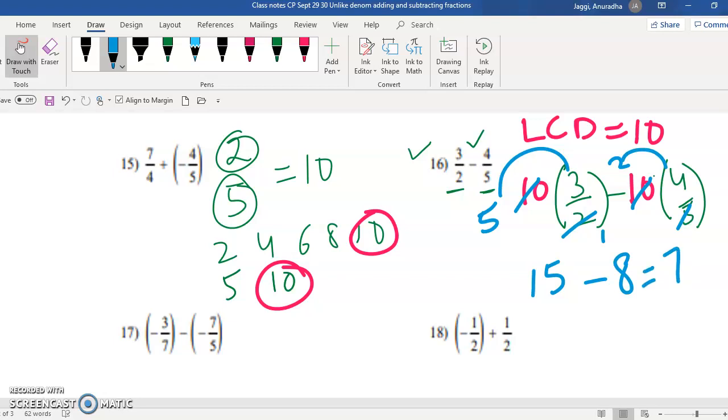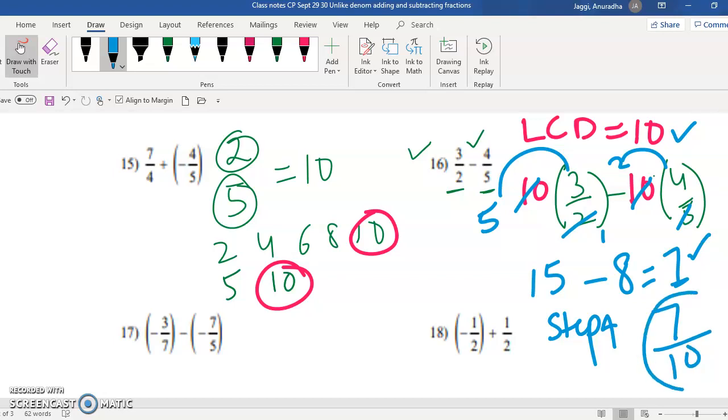To get the final answer, you're going to divide the answer of step 3 by the LCD. So step 4, 7 divided by the least common multiple 10. It cannot be simplified further. There is no common factor that goes into both 7 and 10, so you leave it as a final answer. So 7 by 10 is your final answer.